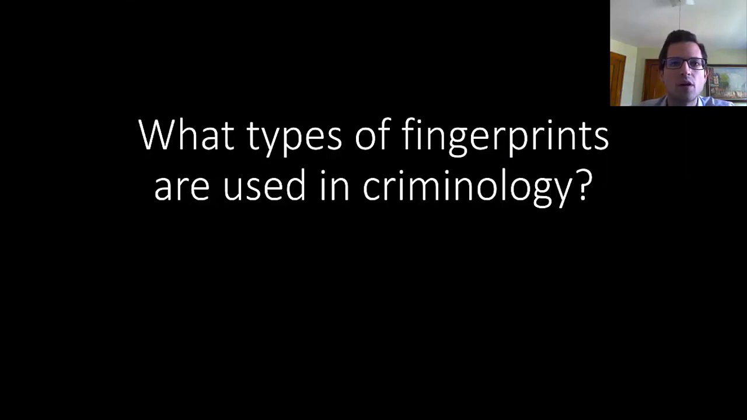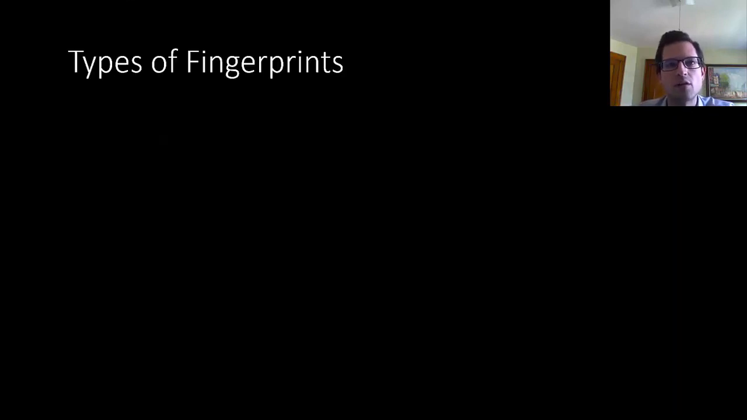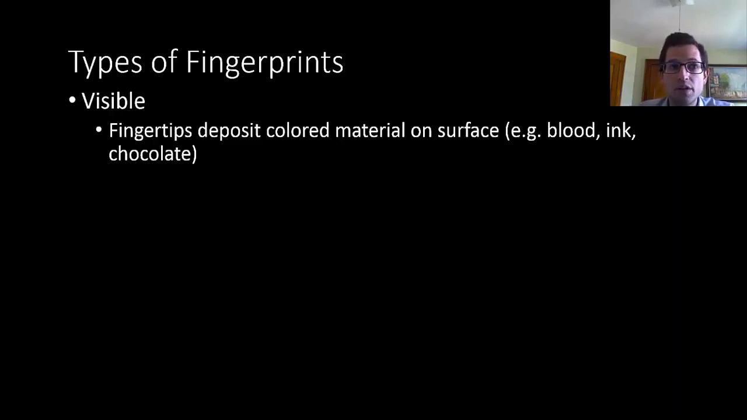So what types of fingerprints are used in criminology? What do we see at the crime scene? We have visible prints. These are fingerprints that are deposited in some colored material on a surface. So you get blood on your fingers, ink, chocolate, any colored material, and you touch the surface and you leave a visible mark behind. We have plastic fingerprints.